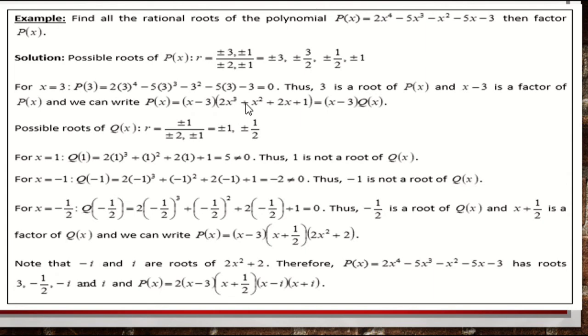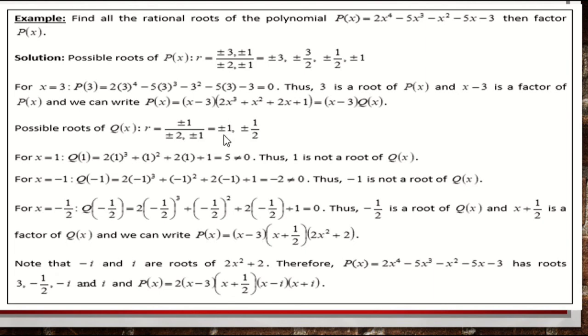Okay? So let us call this q of x, since we already have one factor, x minus 3. For q of x, we again get the possible roots. For the 1, it can be positive or negative 1. Then for the 2, it is 2 times 1. So it can be positive or negative 2, or positive or negative 1. So we can have positive or negative 1, or positive or negative 1 half.